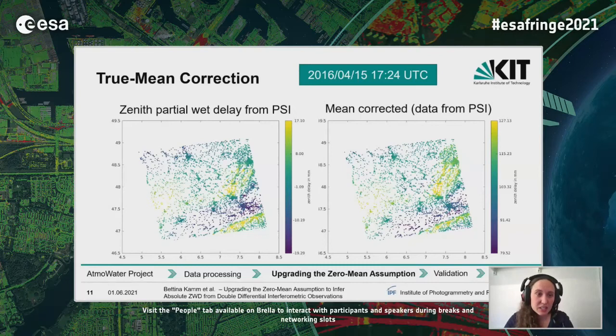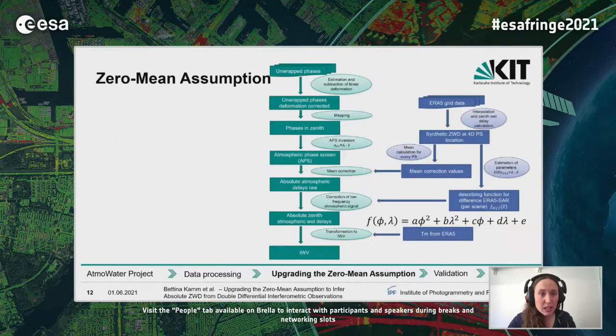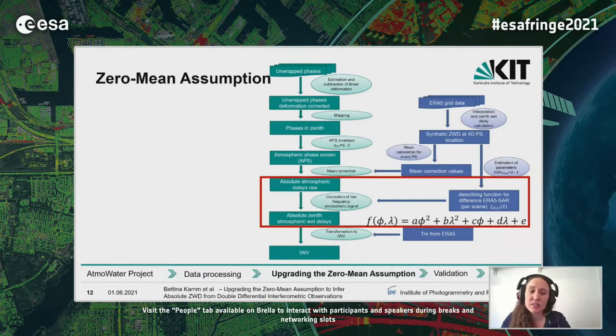On the left-hand side, you start with the zenith partial wet delays coming from the APS inversion. And on the right-hand side, it's the mean corrected data using the ERA5 mean values. The next part is the correction of a low frequency part of the atmosphere.